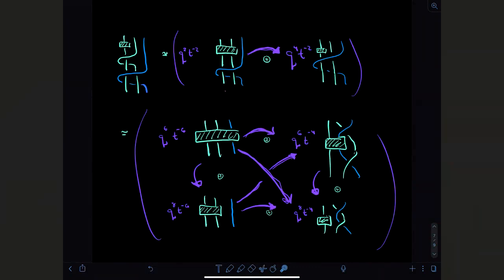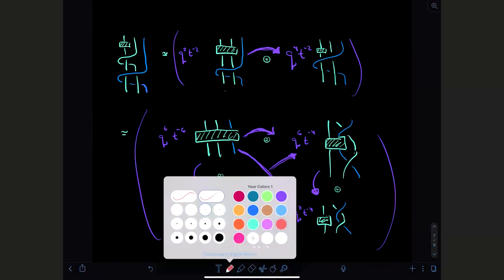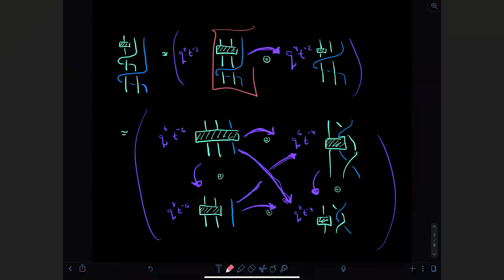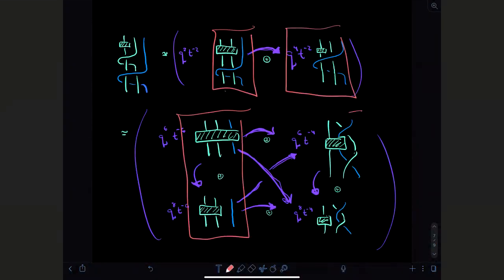If you ignore the blue strand, then you see a complex to which we can apply the recursion, and the result is this 2-term twisted complex. Each term in this twisted complex can itself be simplified using the recursion. So this first term gets rewritten as a direct sum of 2 things with differential. This second term gets rewritten as a direct sum of 2 terms with differential.